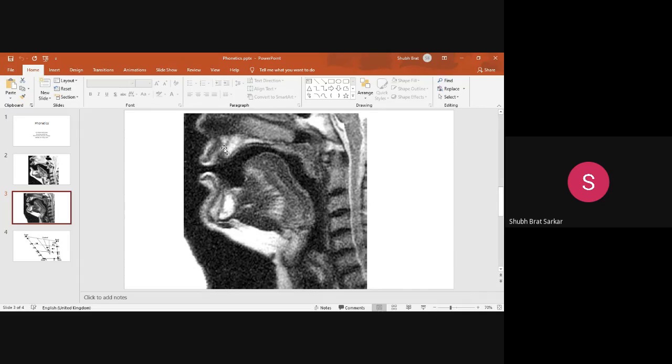With the rounding of our lips, we produce rounded vowels. When the lips are unrounded, neutral or stretched, the vowels produced are called unrounded vowels. Let us summarize what we have learned. Point number 1, all vowels are produced with the help of the pulmonic egressive airstream. Point number 2, all vowels are voiced phonemes.